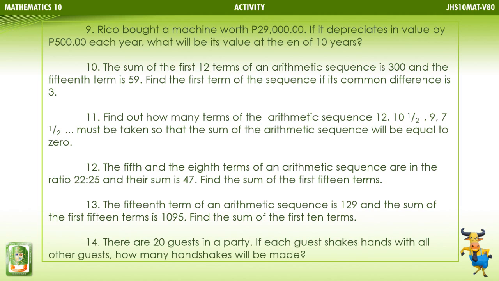13. The 15th term of an arithmetic sequence is 129 and the sum of the first 15 terms is 1095. Find the sum of the first 10 terms. 14. There are 20 guests in a party. If each guest shakes hands with all other guests, how many handshakes will be made?